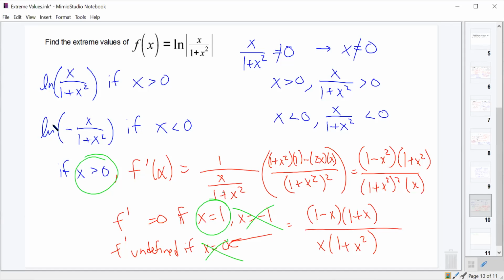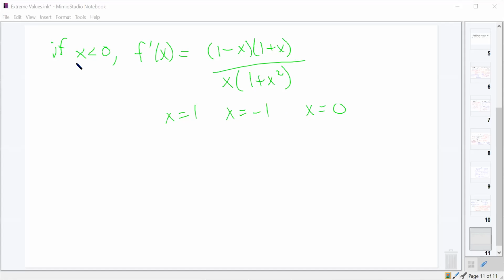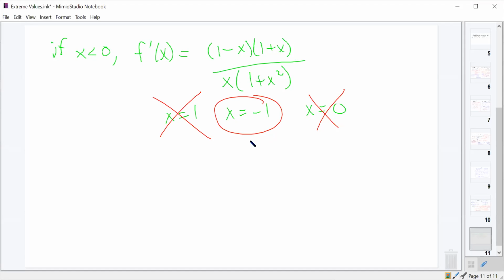When we do 1 over this, it still has a negative here. And then when we take the derivative of a negative of something, it's just a negative of that thing. So those two negatives should cancel each other out. And we should end up with the exact same derivative, 1 minus x, 1 plus x, over x times 1 plus x squared, which should give us those same values, x equals 1, x equals negative 1, and x equals 0. The only one of which is on x less than 0 is negative 1. So we have two critical values. One is x equals 1, and one is x equals negative 1.